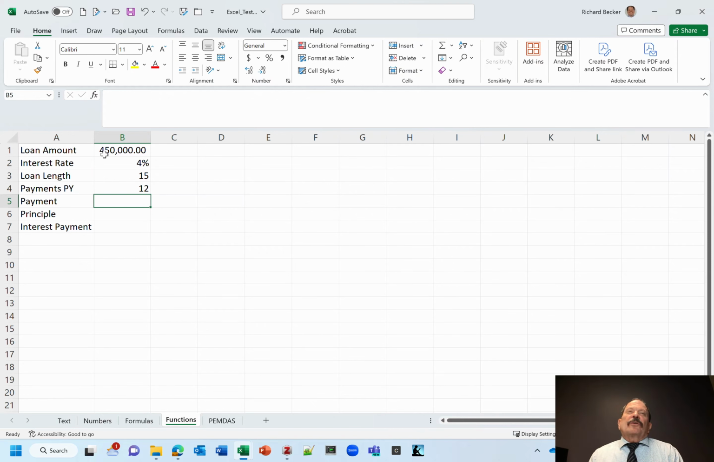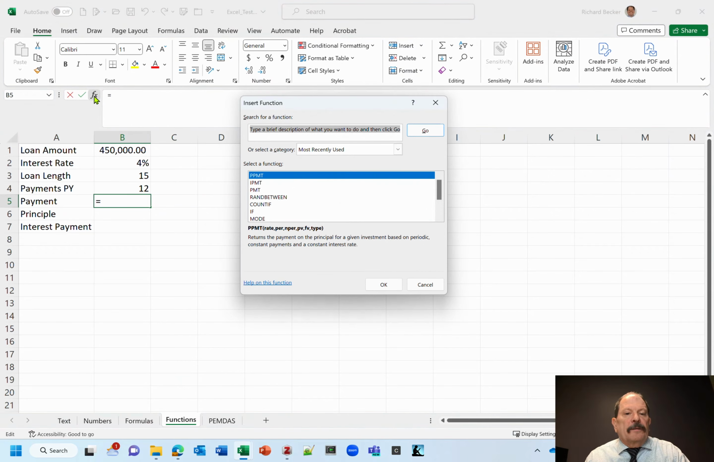All right, so let's do this. One of the things that we can do with Excel, dealing with functions, is go look at all of the functions that Excel has. It has a tremendous amount out there. So if we click that fx, the insert function, we'll get this pop-up, and we see that it says search for function. We have most recently used. We have select a function.